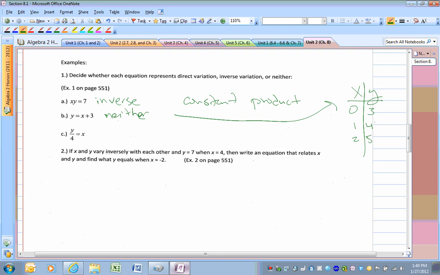If you divide y and x, the first pair is undefined, 3 divided by 0. How about the second pair? That would be 4. How about the third pair would be? Yeah, so that wouldn't work. So it always has to be in either constant ratio or constant product to be one or the other.